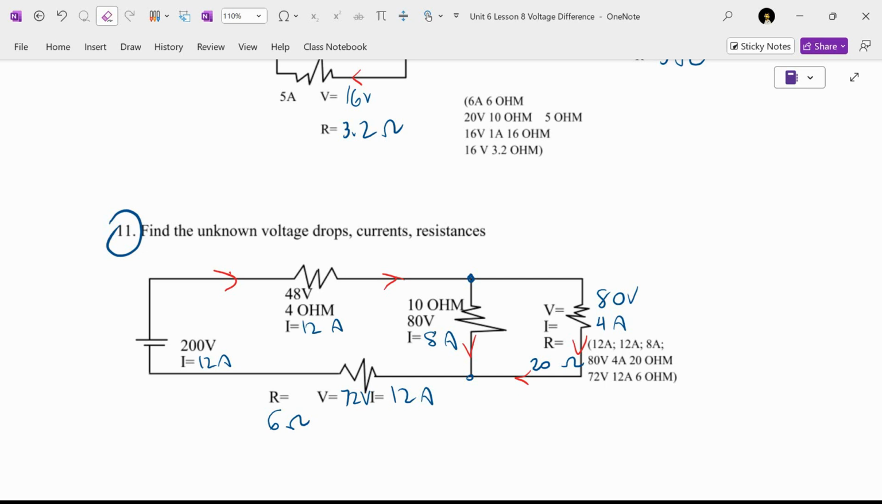I didn't ask for power on any of these, but power is V times I, or power is I squared R, or power is V squared over R. I got lots of options if instead this question had said, and that's on the test, I wouldn't say find the unknown voltage drops, currents, and resistances. I would have solved this and I would have known, oh, this is the one I'm going to find last. I would probably say find the power lost in this particular light bulb, if it's a light bulb, or in this particular appliance.